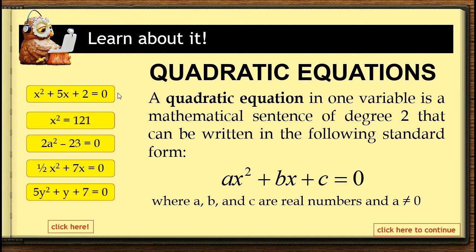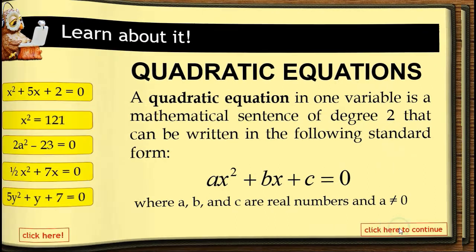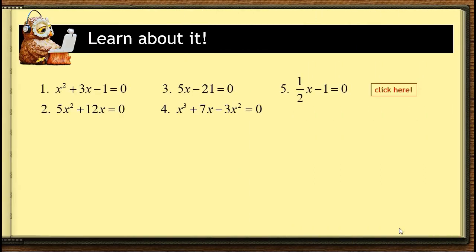Okay, in the first example, we can see that the variable used is x and the highest exponent is 2. And in the second example, the highest exponent is also 2. In the third example, the variable used is a. But as you can see, the highest exponent is still 2, as well as the fourth and the fifth examples. Okay, let us have another example.